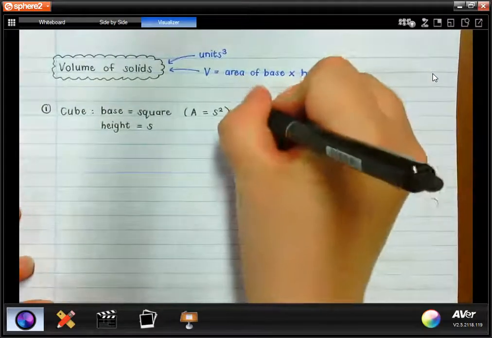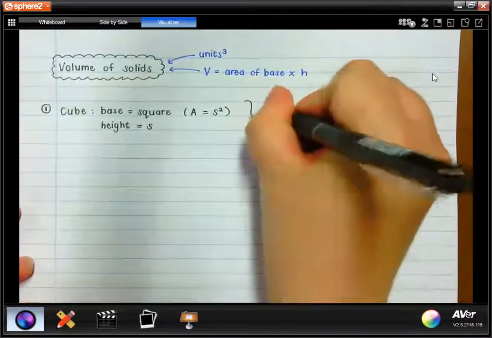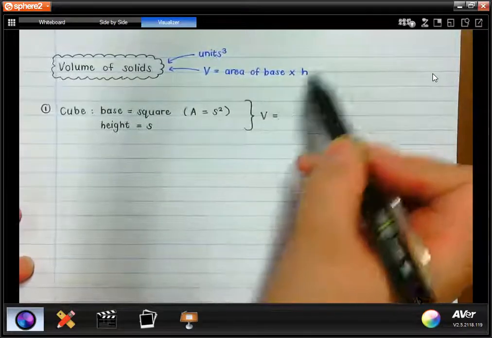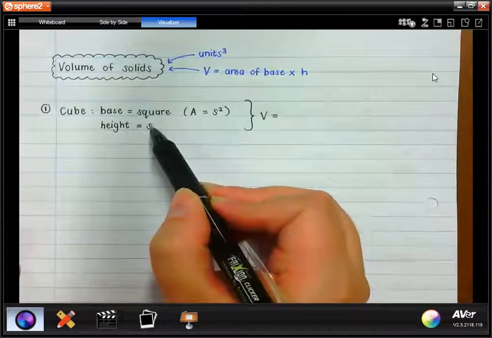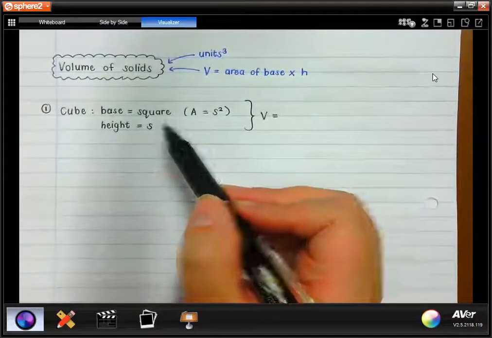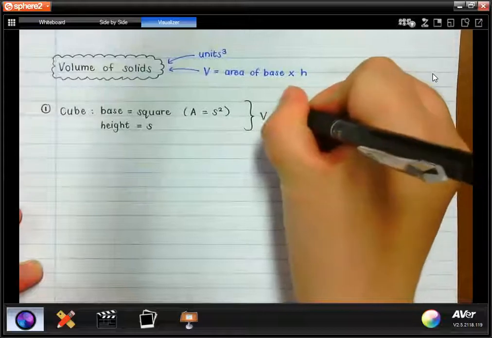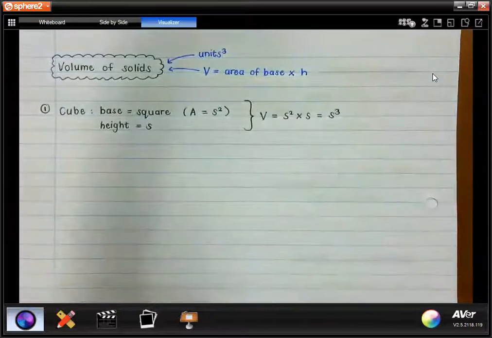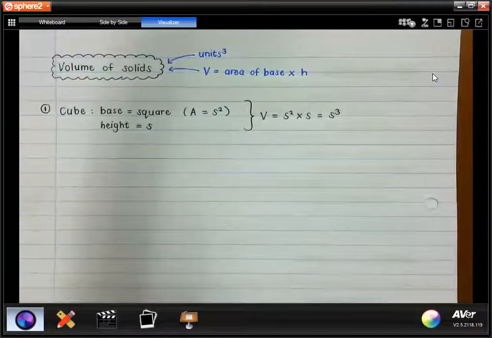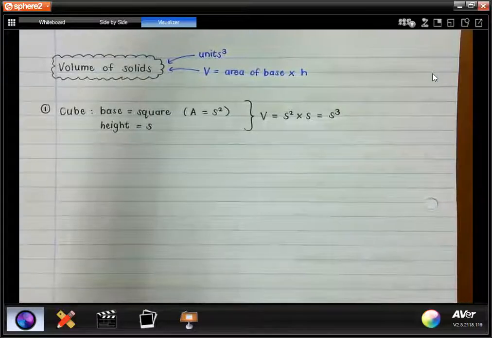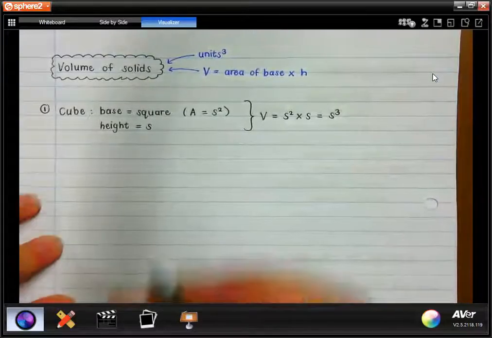So to get the volume, the formula for volume, we're going to say the area of the base, which is side squared, multiplied by the height, which is another side. And guys, what is side squared times another side? Side cubed, hey? So the volume is side squared times side, but we can actually just work with side cubed. All right, that is the formula for the volume of a cube. Side cubed. Side times side times side. Okay, next one.